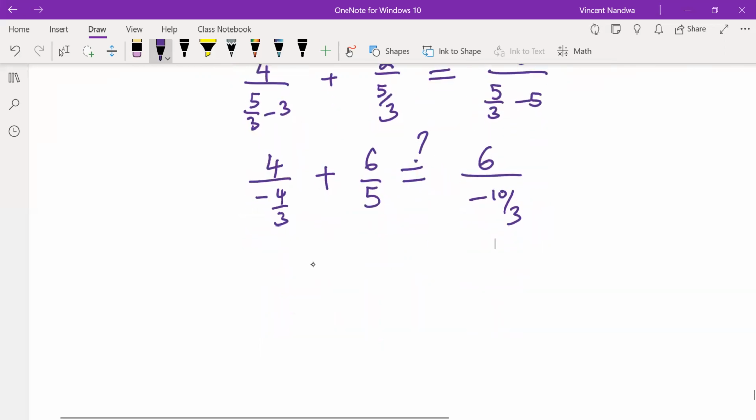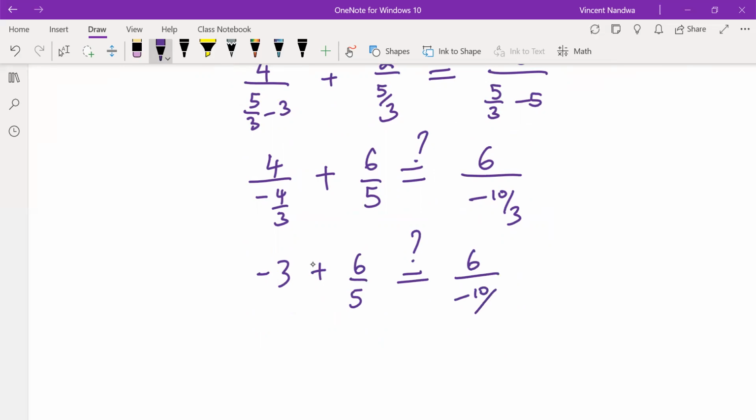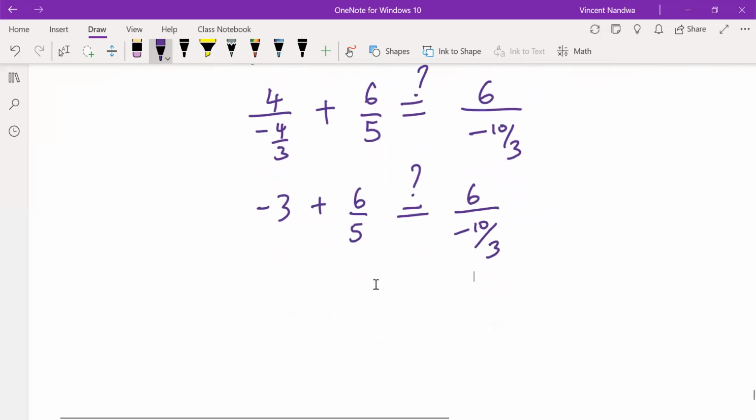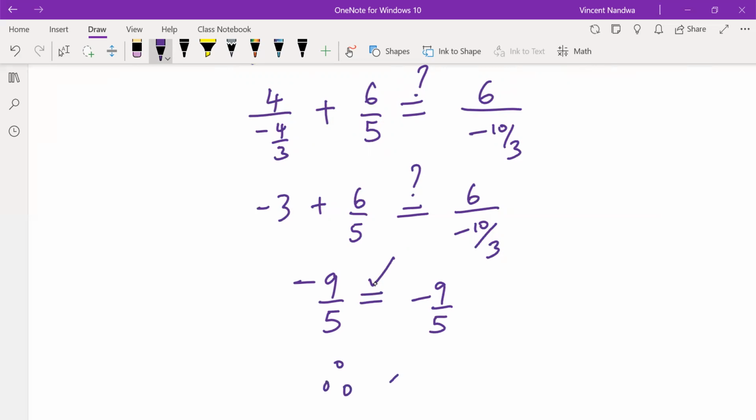Now 4 divided by minus 4 over 3, you get minus 3 plus 6 over 5. We check whether this is the same as 6 divided by minus 10 over 3. And minus 3 plus 6 over 5 gives you minus 9 over 5. And 6 divided by minus 10 over 3 gives you minus 9 over 5. So you see the two sides are balancing. So therefore, x must be 5 over 3.